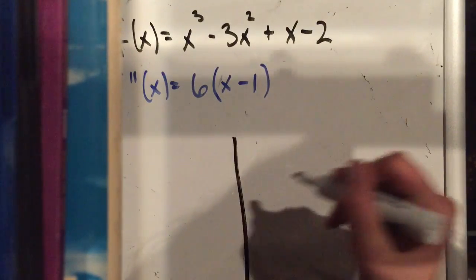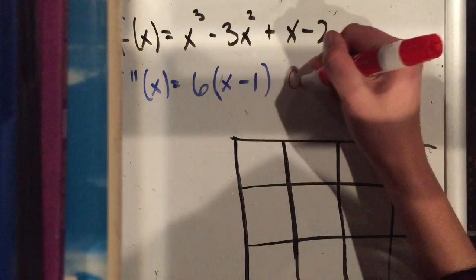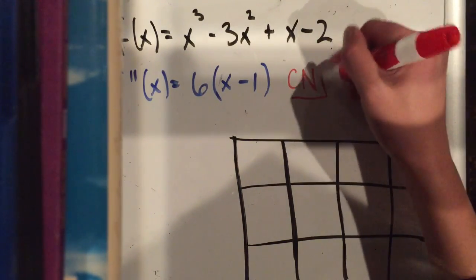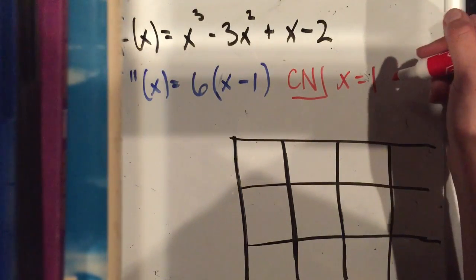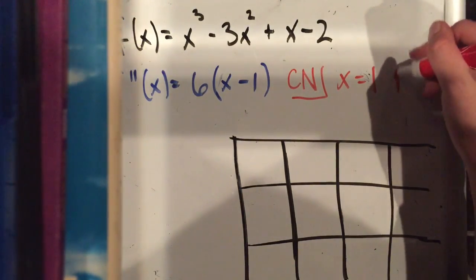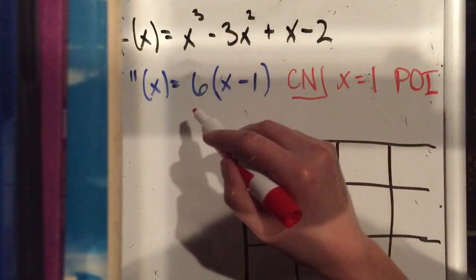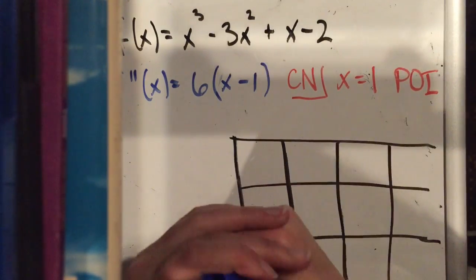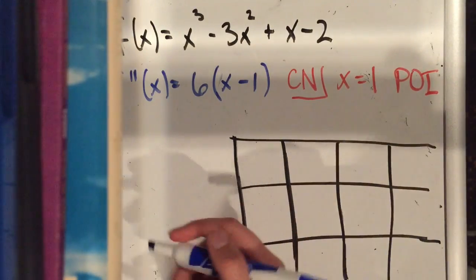I am going to make a graph. So we have to get the critical numbers for the second derivative. The critical number is x is equal to 1. And we know that this is a point of inflection because it is a critical number of the second derivative test. As I said before, we have to plug in numbers bigger and smaller than 1 to test the concavity.